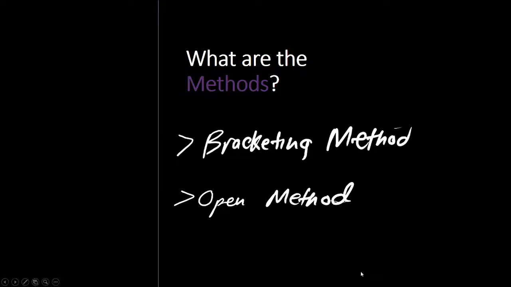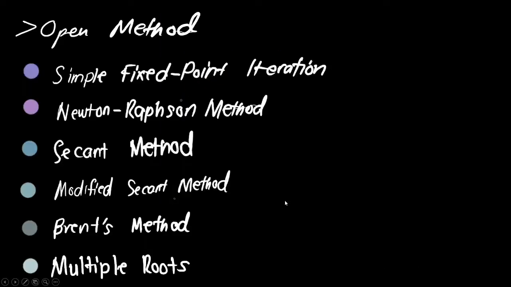So in open method, there are actually many methods that you can choose. So we have simple fixed point iteration, we have Newton-Raphson method, we have secant method, modified secant method, the branch method, and the multiple roots. So in this video, we will be limiting to explain simple fixed point iteration down to modified secant method.